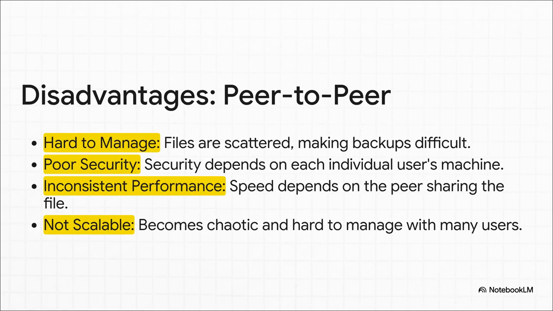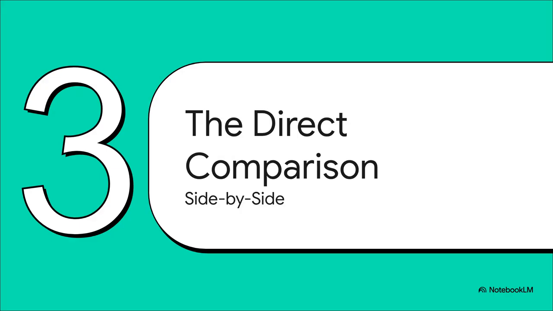Of course, all that freedom can get a little chaotic. With no one in charge, files are just scattered all over the place, which makes doing backups a total nightmare. And security? Well, the whole network is only as safe as its least secure person. Performance can be all over the map too. It just depends on how fast the computer you're getting a file from is. It's a system that can get really messy really fast. So there you have it, our two blueprints: the super organized, centralized library and the free-for-all, decentralized book club.